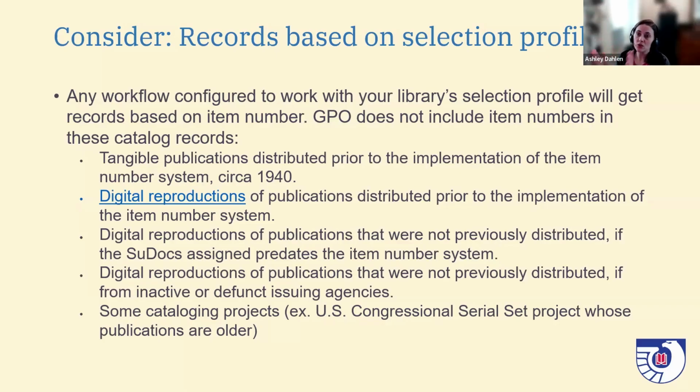But what it boils down to is we started using item numbers in the early 1940s. If the publication shipped out prior to that point, there's no item numbers in it because they didn't even exist in that era. So if you're trying to retrospectively or retroactively catalog older material in your collection, you're not going to be able to do it by item number necessarily, okay? That's the main takeaway.